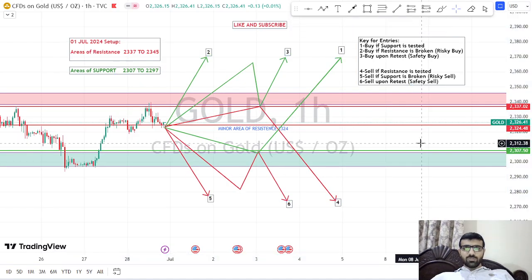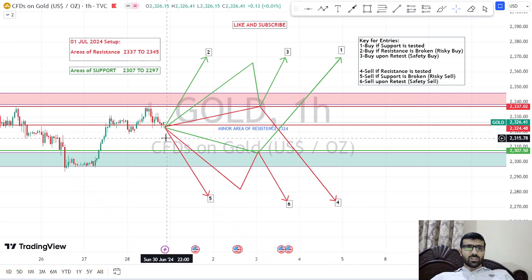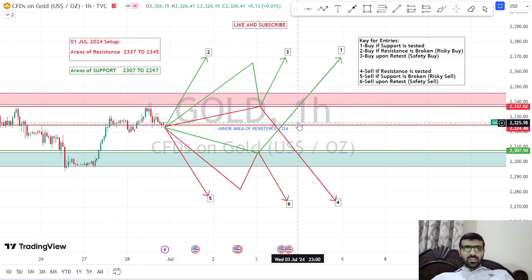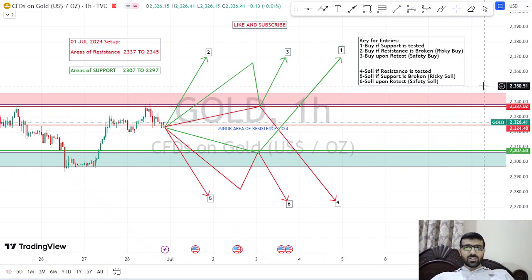Okay, so I have moved forward these scenarios for gold. Currently market is trending over here at approximately 2326 level, and the areas of minor resistance and major resistance are going to remain the same. Now let us be vigilant and see how market gives us further opportunities of buying and selling in this pair.